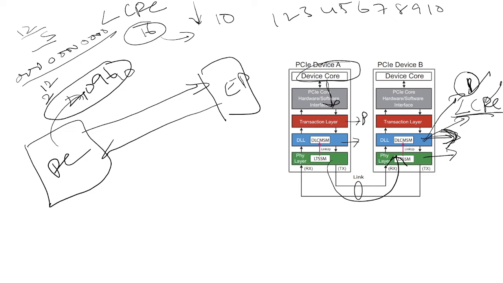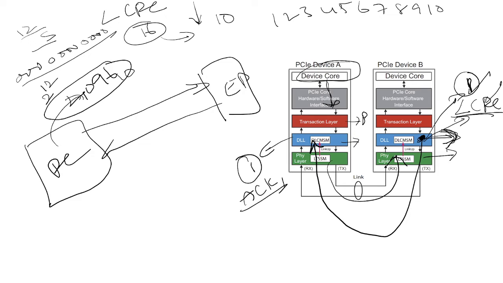Once the LCRC and sequence number are correct, the data link layer will send an acknowledgement to the transmitter side: I received sequence number 1 with LCRC, so this packet is correct. That is what we call an acknowledgement. The acknowledgement is sent from the receiver data link layer to the transmitter data link layer. Once the acknowledgement is received, it will send the next packet, sequentially.